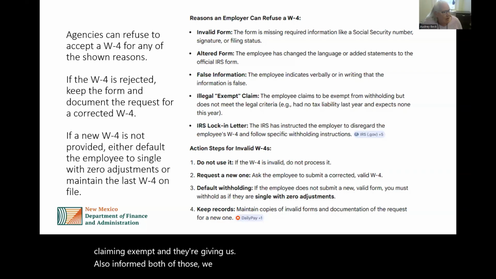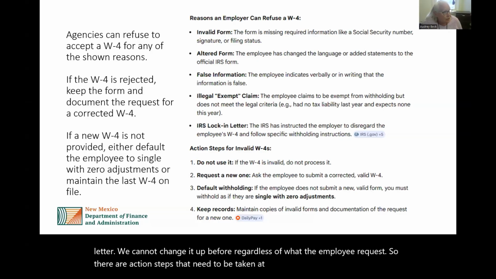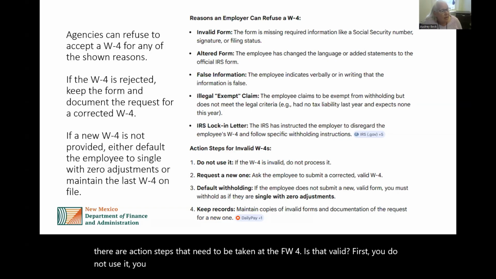Additionally, if there is an IRS lock-in letter, we cannot change a W-4 regardless of what the employee requests. So there are action steps that need to be taken if the W-4 is invalid. First, you do not use it. You set it aside and you tell the employee that you cannot accept it.